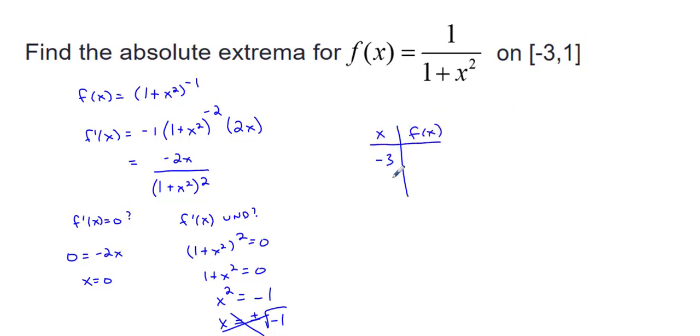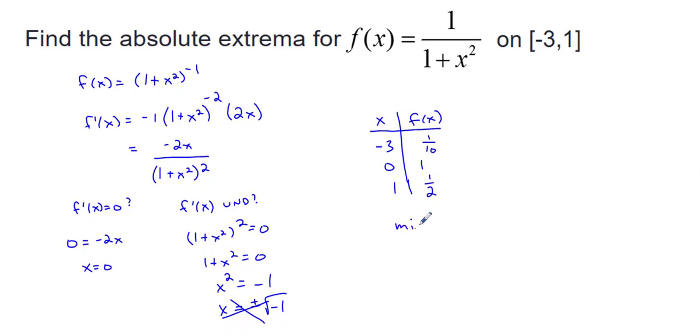Okay, I got -3, 0, and 1. Plug these values in. Okay, -3 squared is what, 9? Plus 1 is 10, so 1/10. Plug in 0. 1 over 1 is 1. Plug in 1. Get 1/2, I believe. All right, what's the minimum? 1/10. Maximum of 1. There we go. That's it.